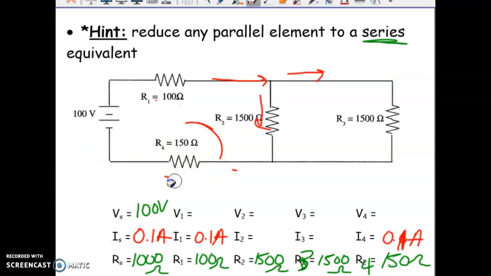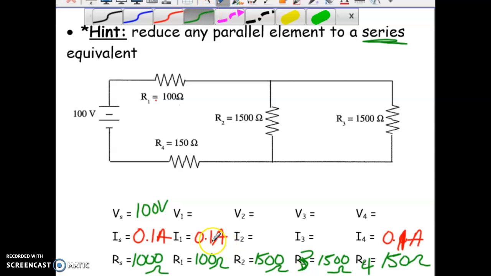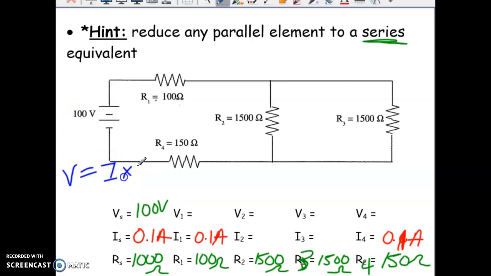Okay, so we've gotten some more info. Now, remember, anytime you have 2 out of the 3 pieces of information, we can use Ohm's law. So we're going to do that again here. For V1, we can solve for it because we know I1 and R1. V is equal to I times R. So if we do 0.1 times 100, this is 10 volts. And we're going to do exactly the same thing with V4. It's going to be 0.1 times 150, which is 15 volts.